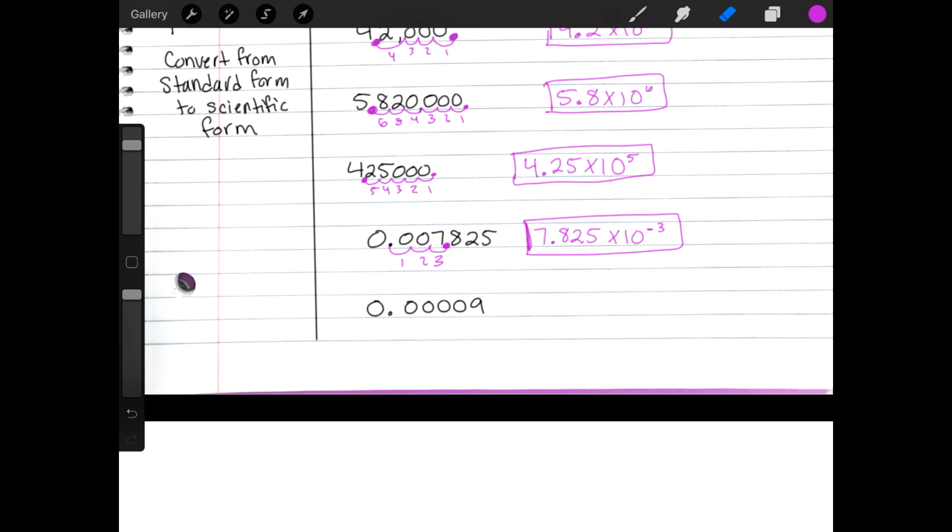Hopefully you paused the video. Let's see what we get. So our decimal is right here. Let's move it over. You should have moved it over to right there. So that way we have 9 times 10 to the power of 1, 2, 3, 4, 5. 5, but it's a small number. It's less than 1. So it's going to be a negative 5.